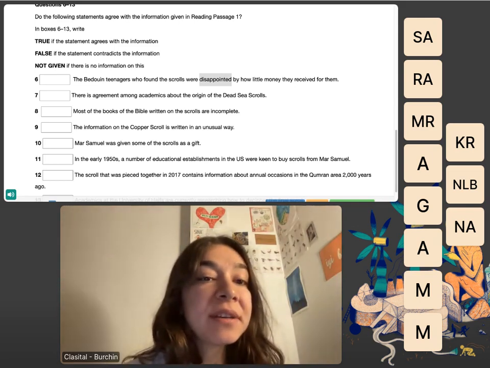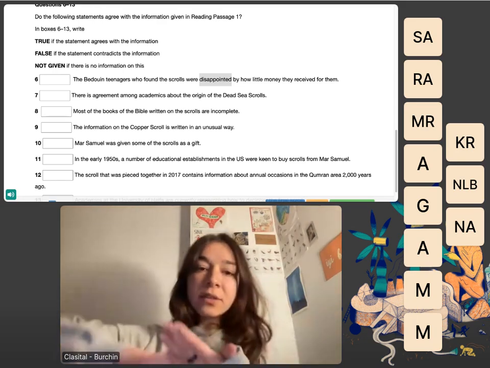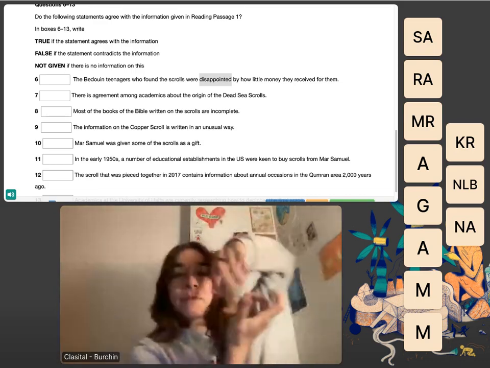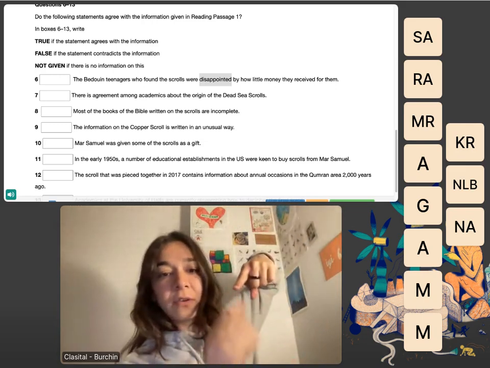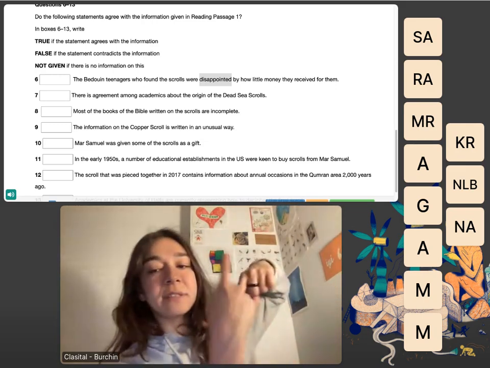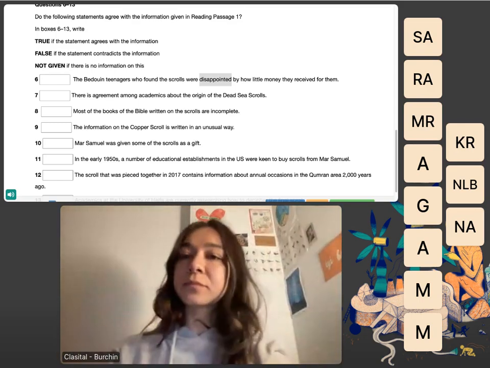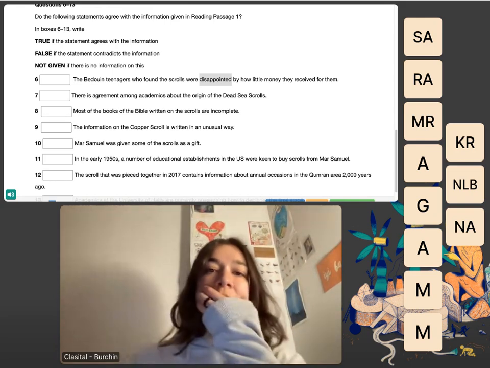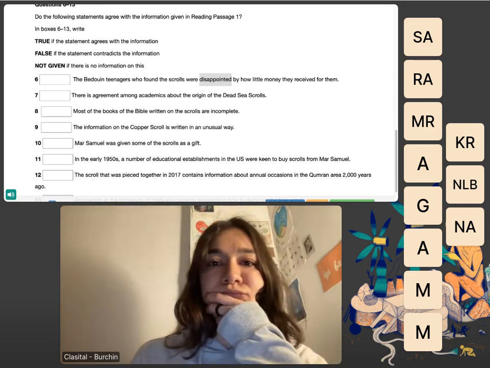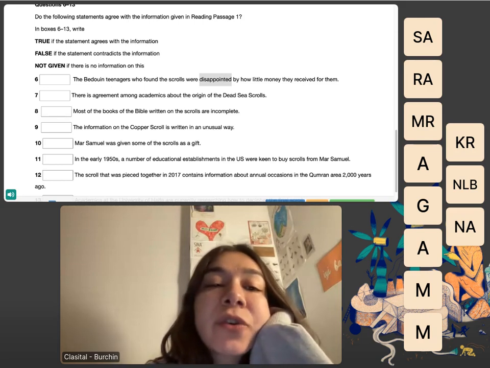Okay, the Bedouin teenagers who found the scrolls were... Do you know what a scroll is? Scroll is like the roll, like parchment pieces, like the scrolls that you open. When you see the word scroll, you can understand that there's a rolled document. Okay, now you know. The Bedouin teenagers who found the scrolls were disappointed by how little money they received for them.